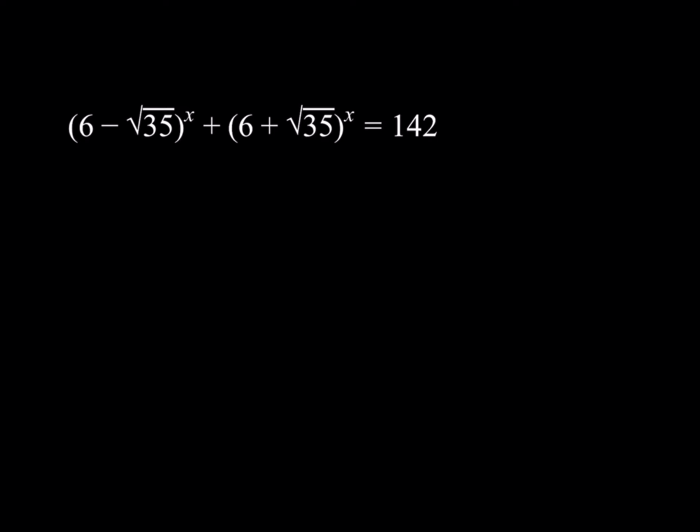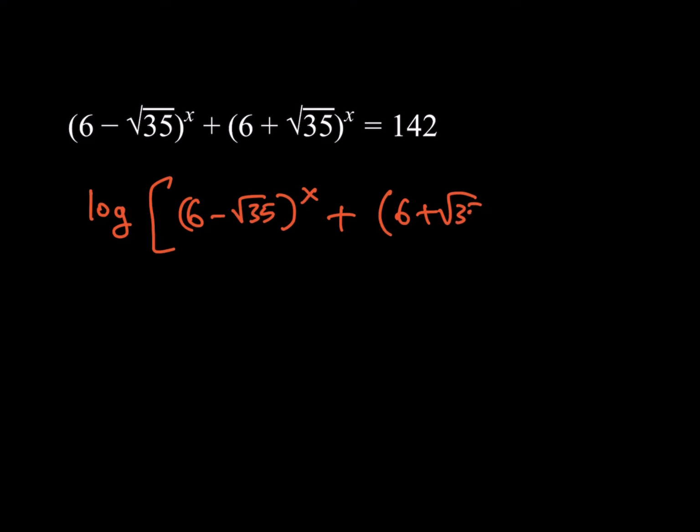Now, what are we supposed to do? The first thing to notice is that if you look at this expression, there's no way we can bring the x down even if you log both sides. So somebody might think, okay, can I log both sides? Let's log this expression here, (6 minus square root of 35) to the power x plus (6 plus the square root of 35) to the power x. Unfortunately, we don't really have a formula for the log of a sum. We do have the product and the quotient, which turn into sum and difference, but we don't really have anything for this. So in this case, we're kind of stuck if you try to log both sides, which is the typical response.